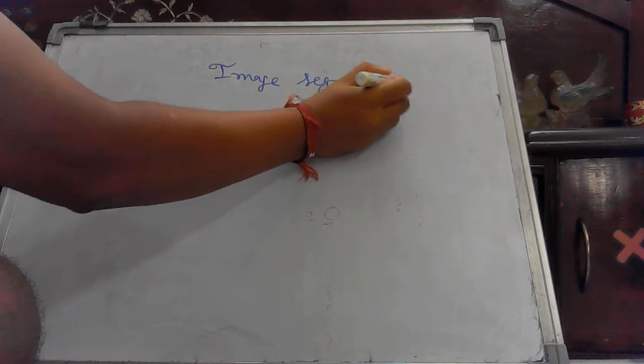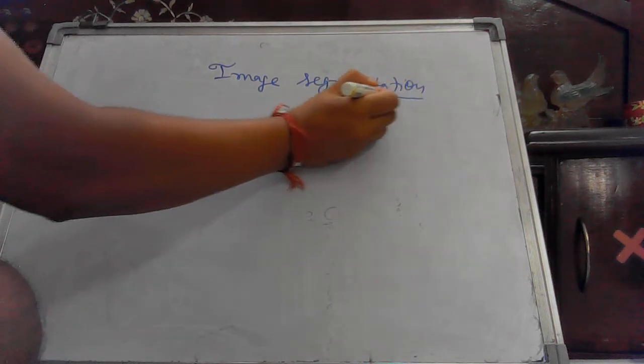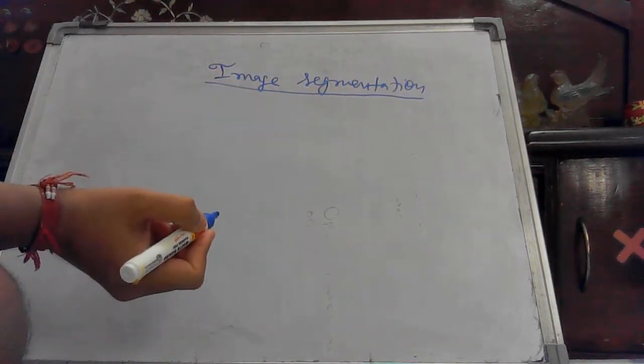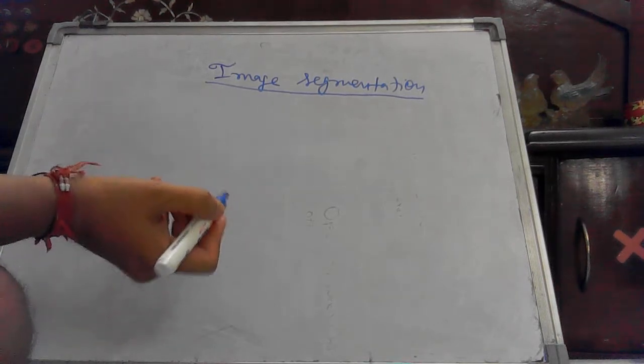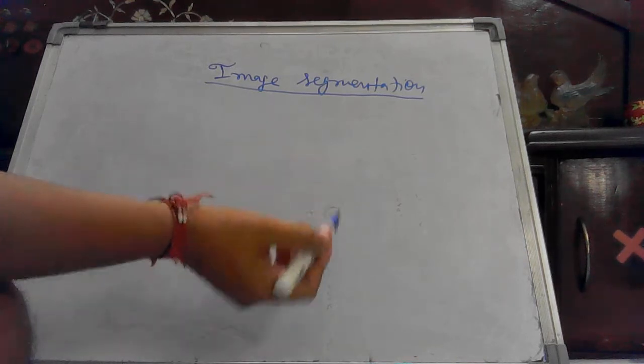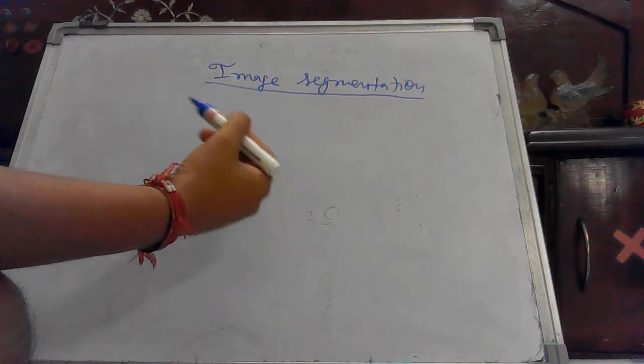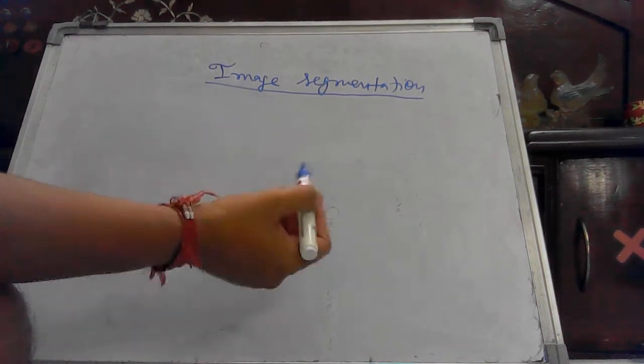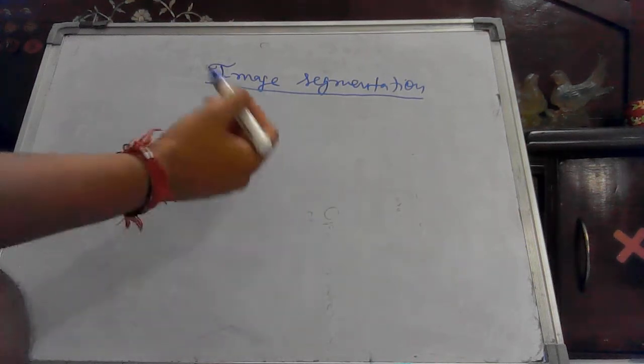As the name indicates, you are segmenting or dividing your image into parts. For a particular purpose, you are dividing your image into different regions, different segments or different parts. So it all depends on what kind of segmentation you want in your result.